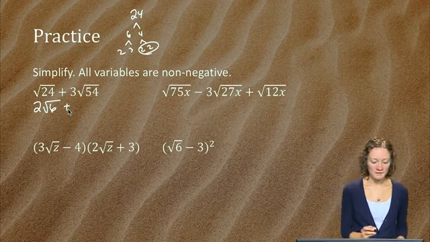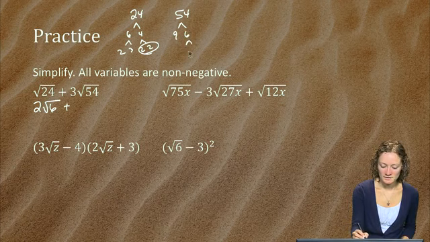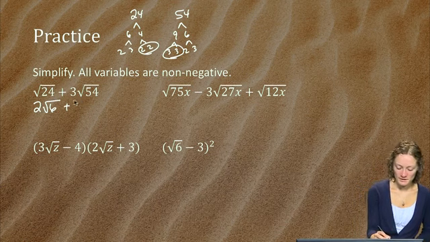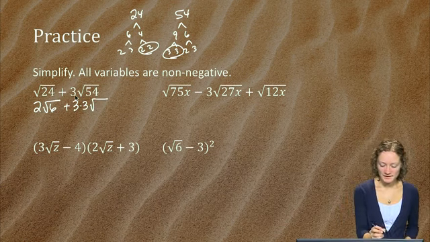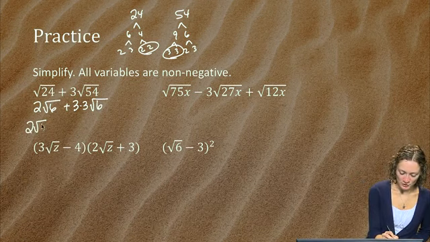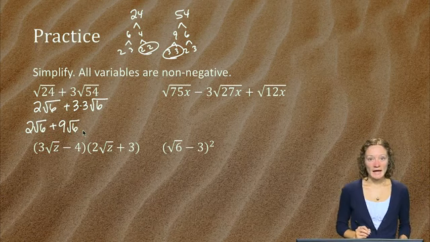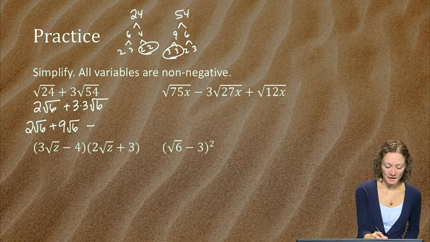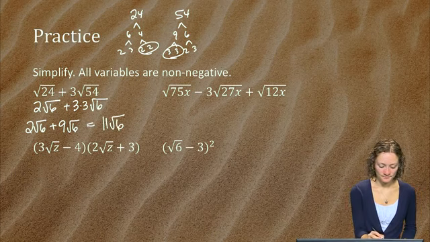The second problem, 54. Let's see if anything comes out of there. We have a 9 and a 6. 6 is 2 and 3. 9 is 3 and 3. Pair of 3's. So a 3 comes out and multiplies by the 3 that already sits there. A 6 is left inside. So we have 2 square root of 6 plus 9 square root of 6. And now these are like terms and can combine together to give 11 square root of 6.